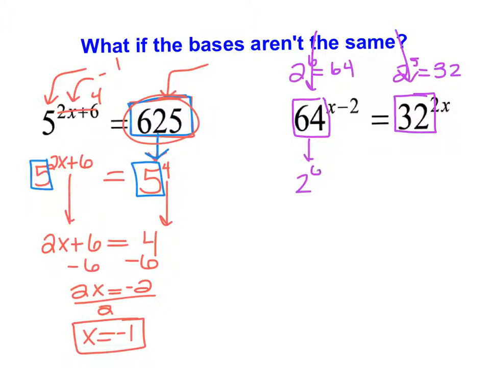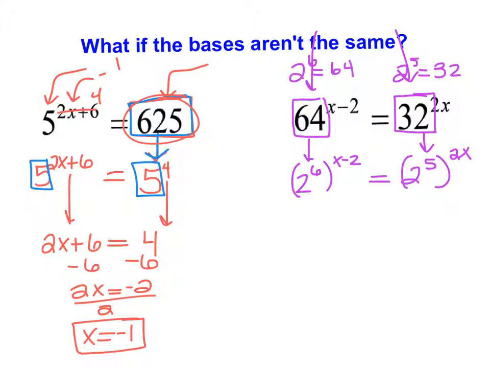So here I'm going to start and rewrite 64 as 2 to the power of 6. Then I'm going to leave that x minus 2 in the power on the outside. And then I have 32 being written as 2 to the power of 5 with that 2x still raised on the outside. So notice that I just took 64 and 32 and rewrote them utilizing parentheses in a different way, both in terms of 2.